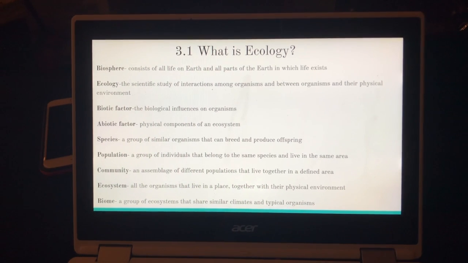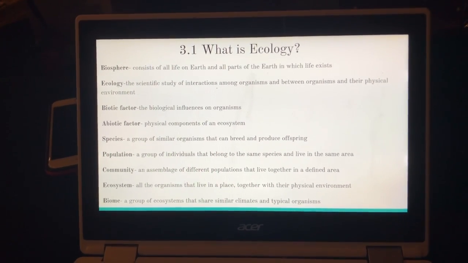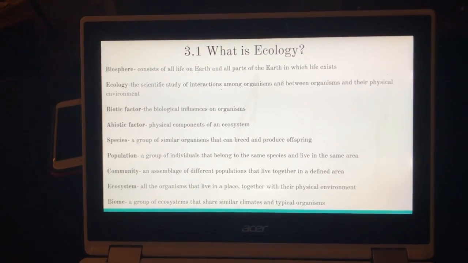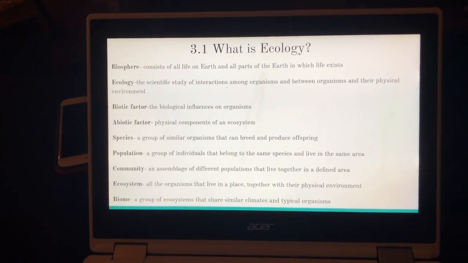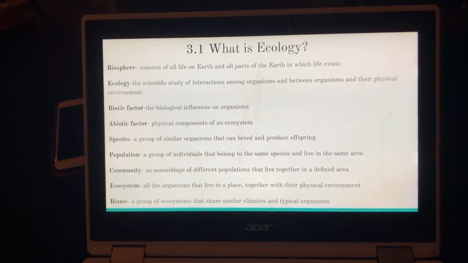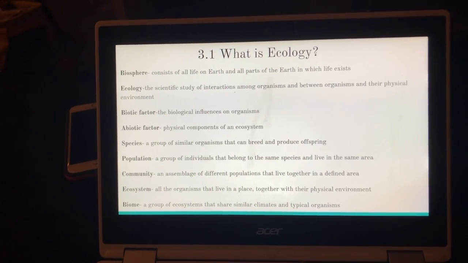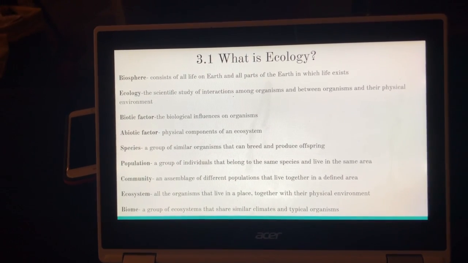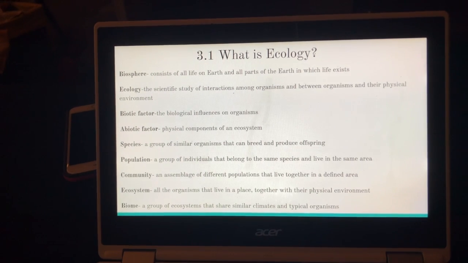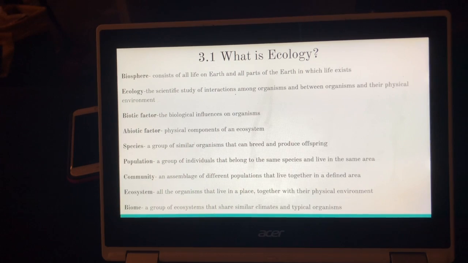The vocabulary is biosphere, which consists of all life on Earth and all parts of the Earth in which life exists. And ecology, the scientific study of interactions among organisms and between organisms in their physical environment. Biotic factor, the biological influences on organisms. Abiotic factor, which is physical components of an ecosystem.